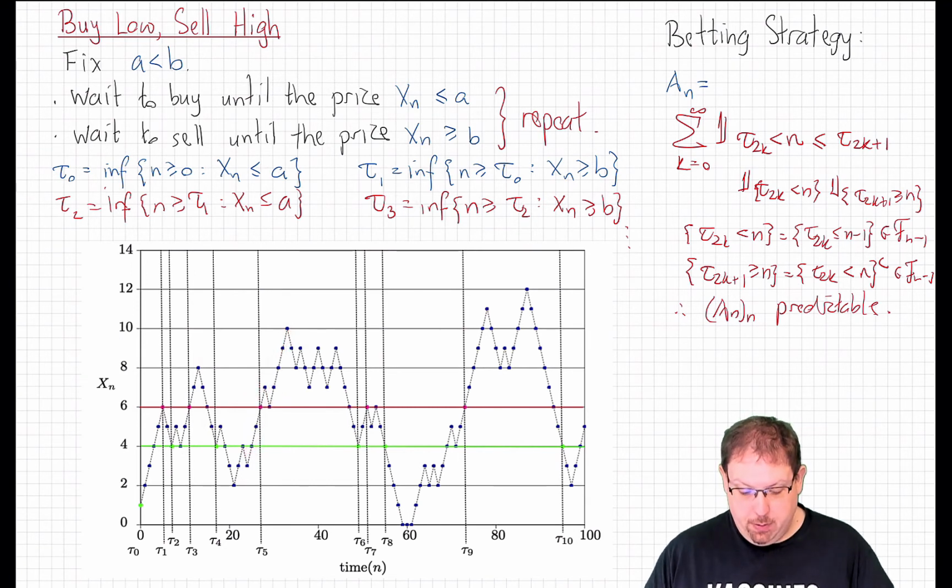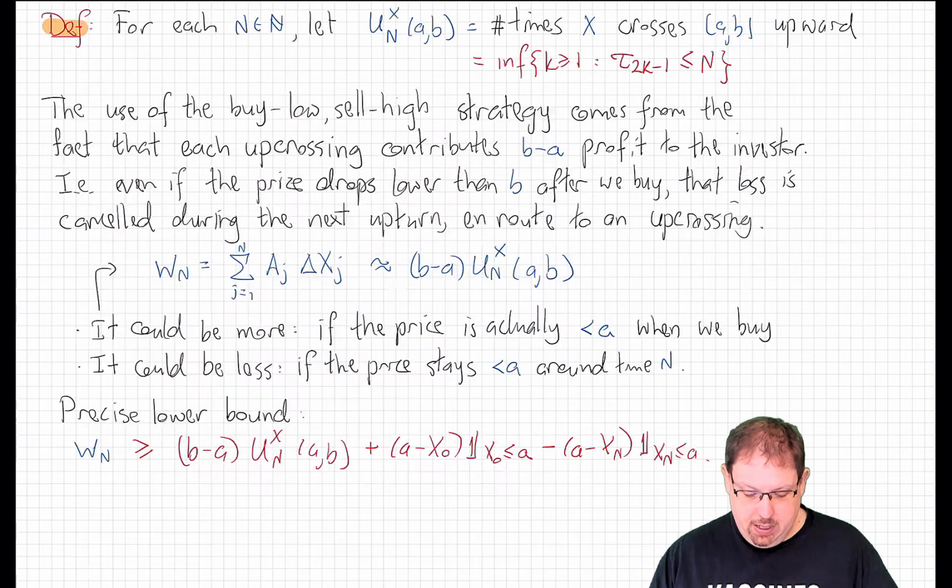More generally, we don't need to have steps only of size 1 here. It could be that the first time that the price drops below A, it actually drops down to 0. And then we'd get an extra bonus, and so forth. So in general, this is only a lower bound. But that's all we really need for what we're going to use it for.